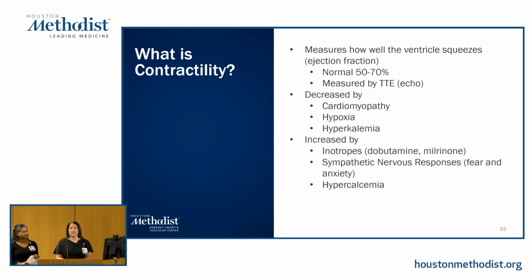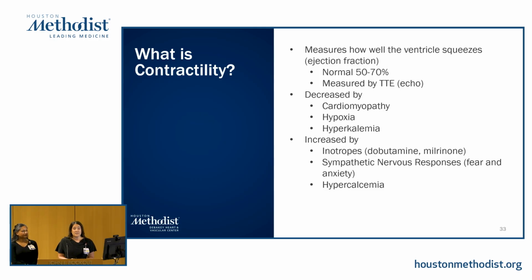This is basically the measure of how well the ventricle squeezes. So we measure this with our ejection fraction, a very rough normal of 50 to 70%. I know in our unit we don't see a whole lot of EFs up to 50%, but your EF is then measured by an echocardiogram, whether that's transthoracic or transesophageal.